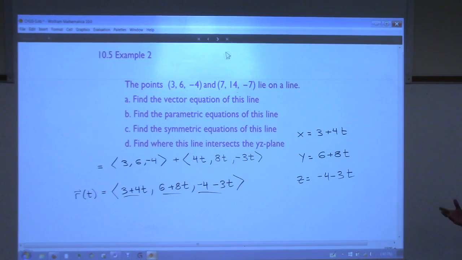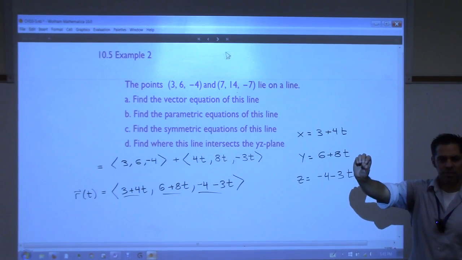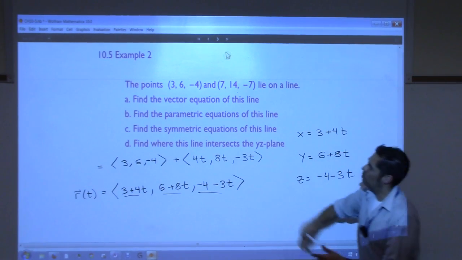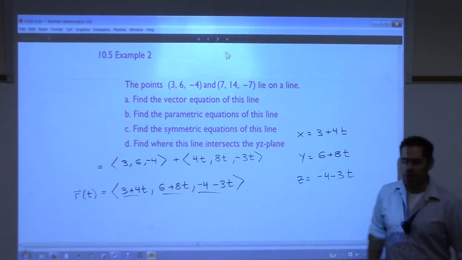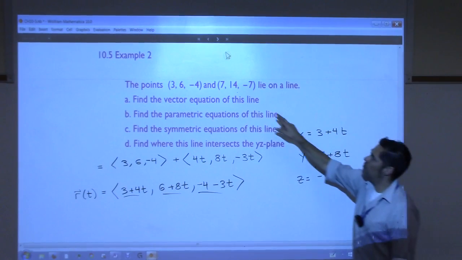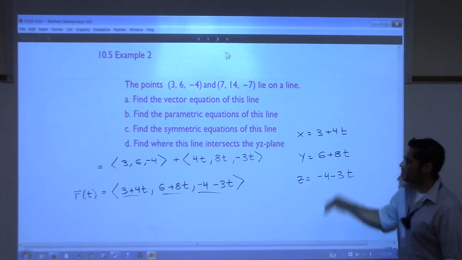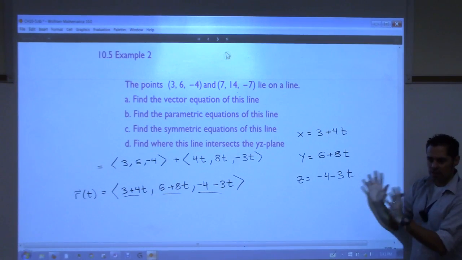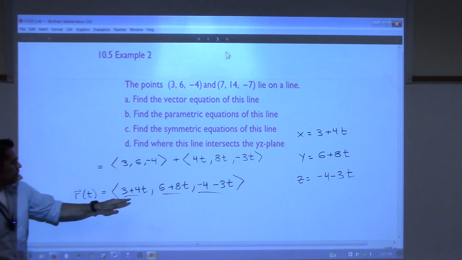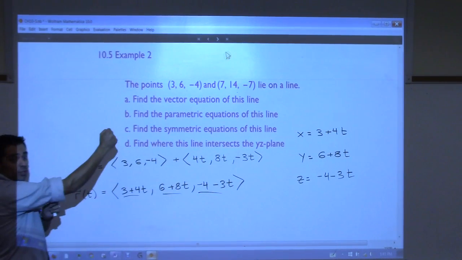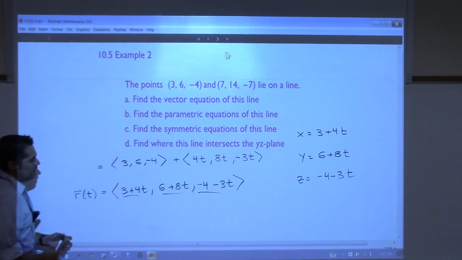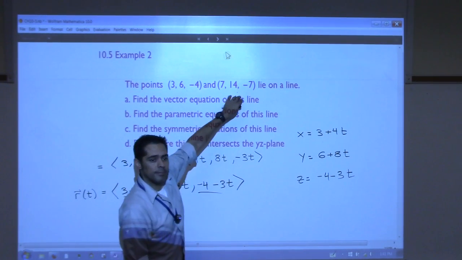Check this out, though. Let's try to get some appreciation of what's going on here. What if t is 0? If t is 0, where are we? 3, 6, and negative 4. We're right here, aren't we? What if t is 1? Where are we? 7, 14, negative 7. We're here, right? So this right here gives you actual points, doesn't it? This right here would have done the same thing. If t is 0, this would have given you 3, 6, negative 4, but it would have given you the vector, which points to the point 3, 6, negative 4. If t is 1, then it would have pointed to this one, right?